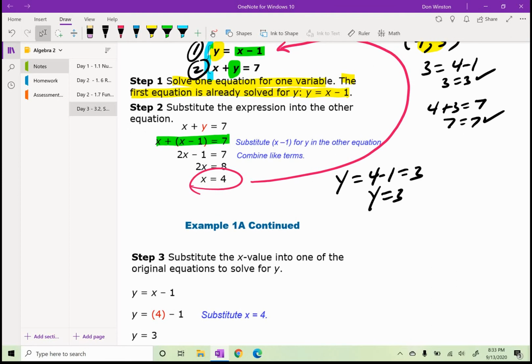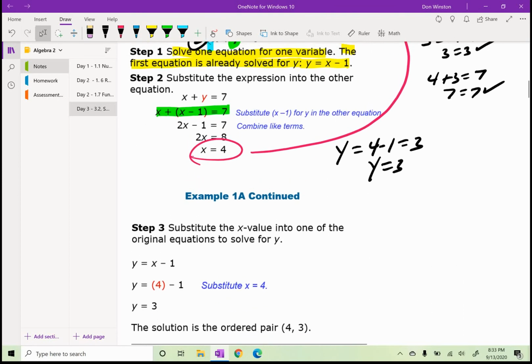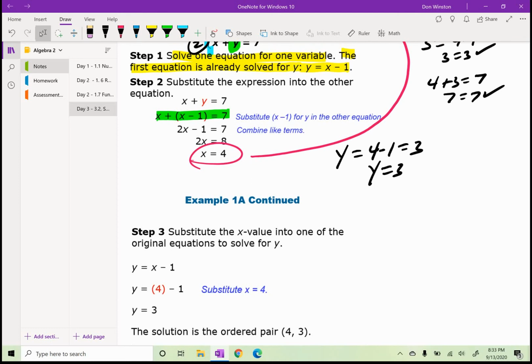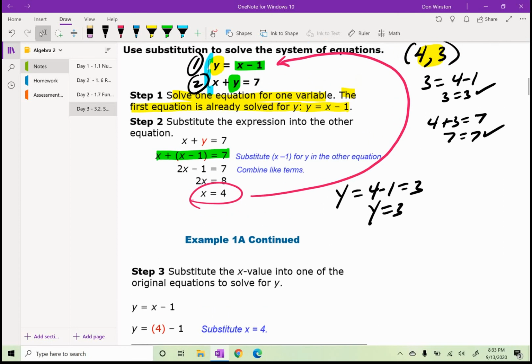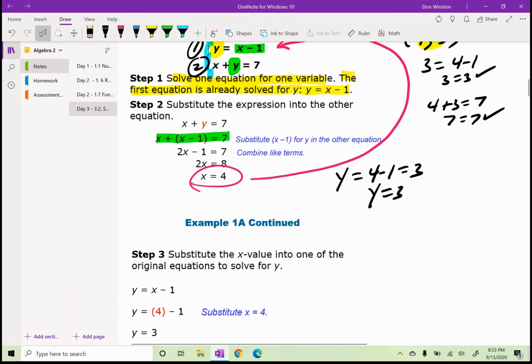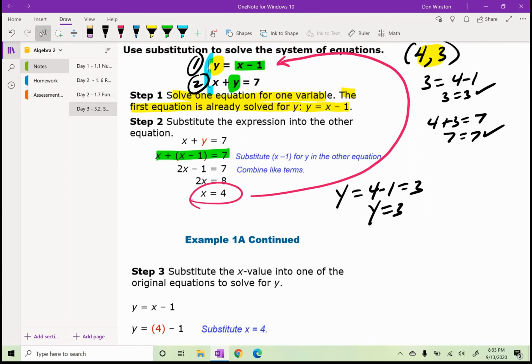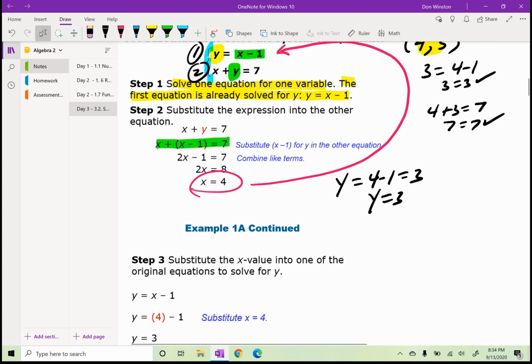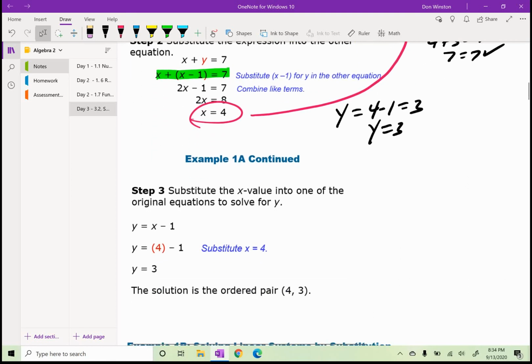All right, so this is what they did in step 3. Substitute the x value into one of the original equations to solve for y. And I always suggest you substitute it into the equation that was solved for initially. Y was solved for. And we got y is equal to 3.